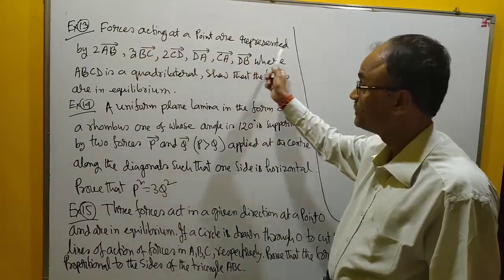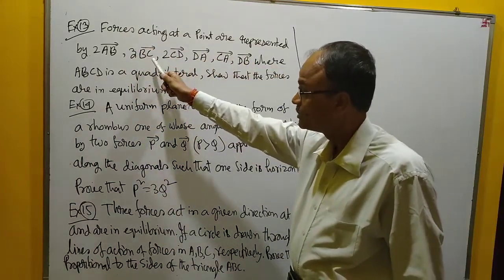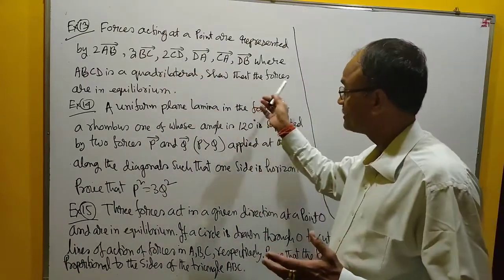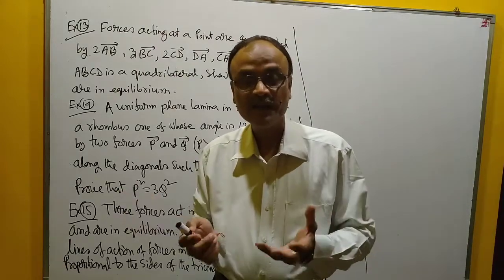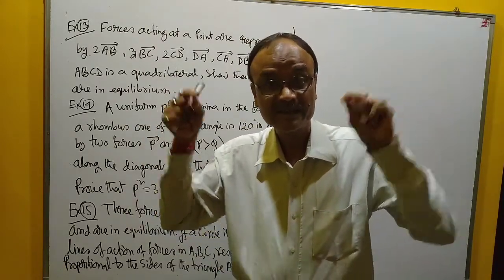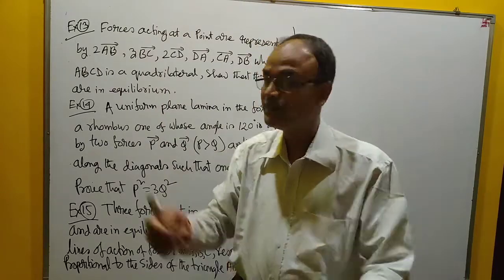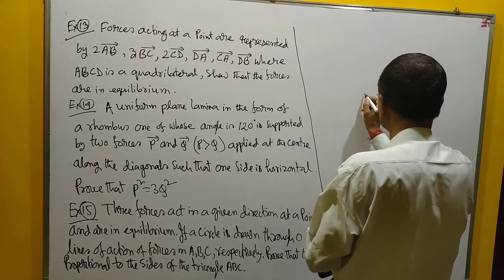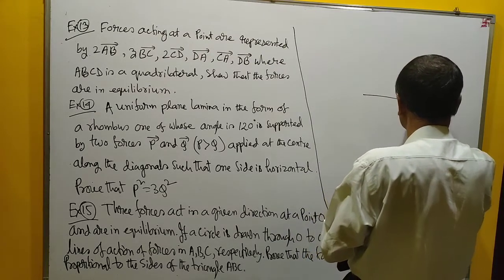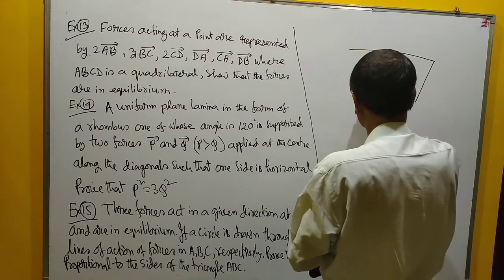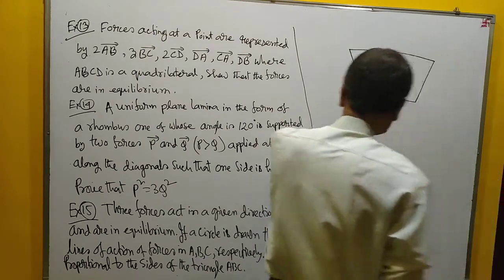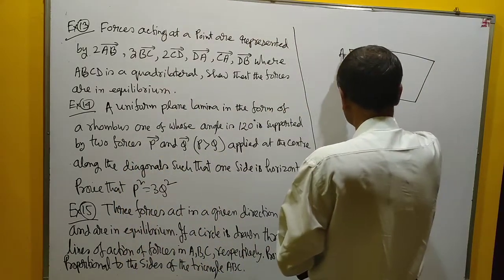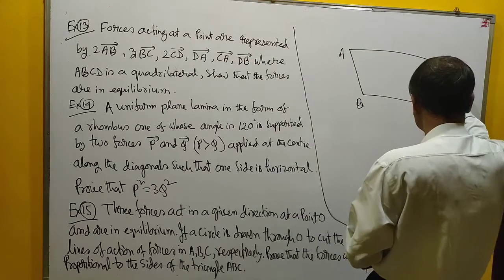Forces acting at a point are represented by 2AB, 3BC, 2CD, where ABCD is a quadrilateral, so that the forces are in equilibrium. The forces are acting at a point O, but they can be represented by this. Let me draw the quadrilateral first. Any type of quadrilateral you may draw. Suppose this is A, B, C, D, a quadrilateral.